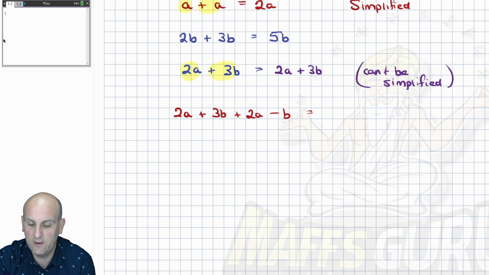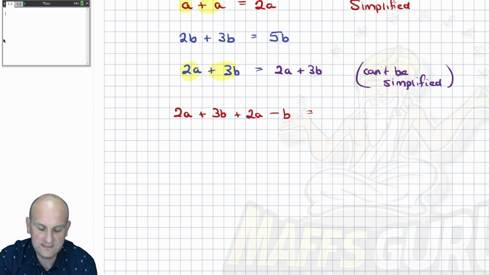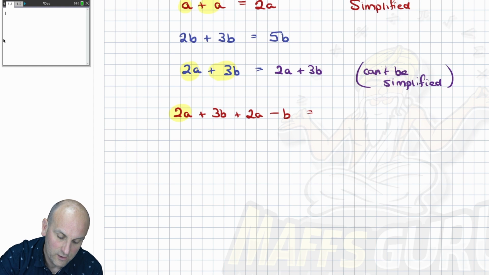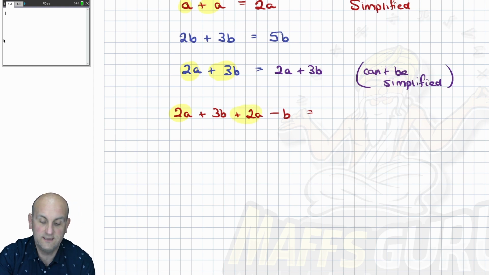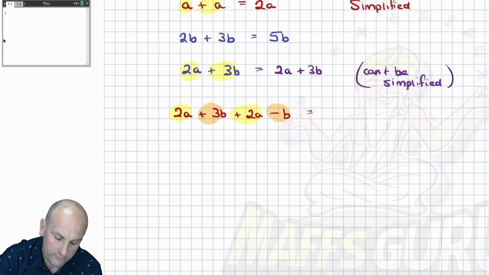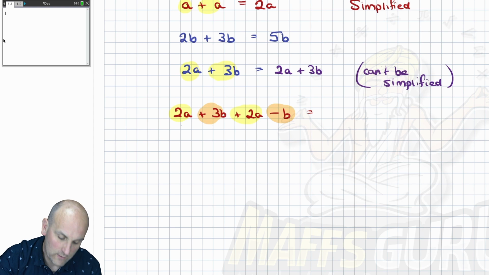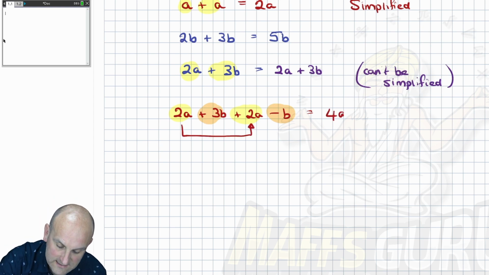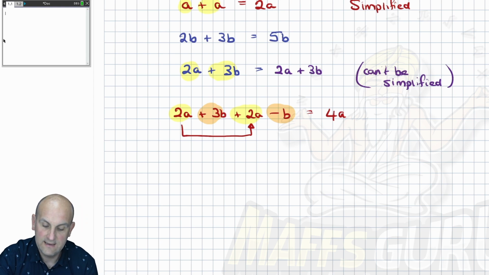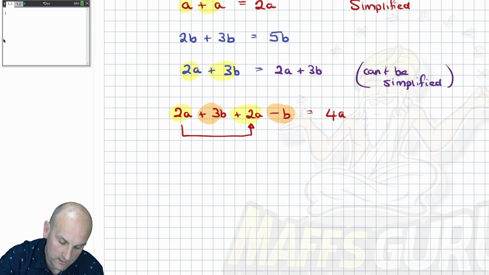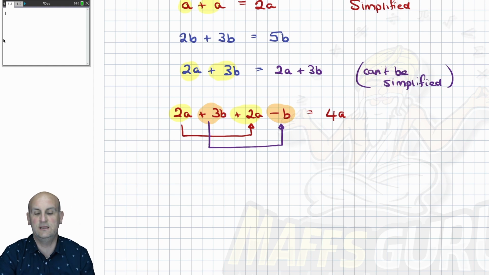So now let's think about all the apples. What tends to happen is I suggest you colour in or highlight all of the like terms. So there are my apples and there are my bananas. Then scanning across, I've got 2 apples and I'm adding on another 2 apples, which means I've got 4 apples. Now, when I look at my bananas, I've got 3 bananas, plus I'm adding 3 bananas into my trolley, and then I'm taking 1 banana out.